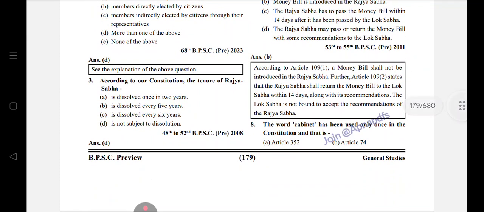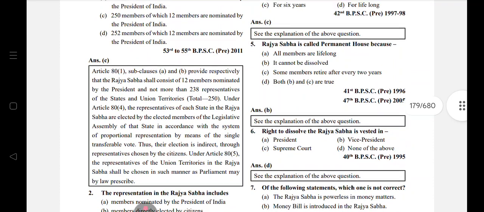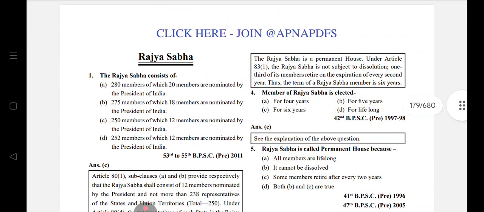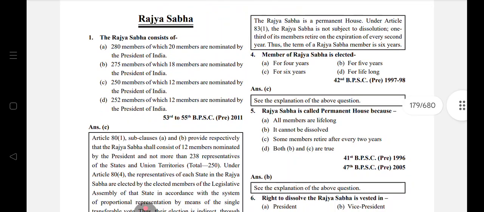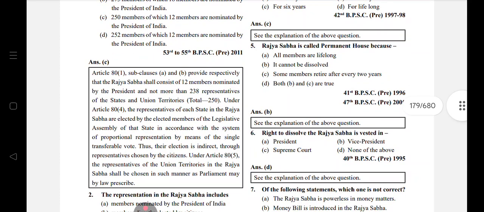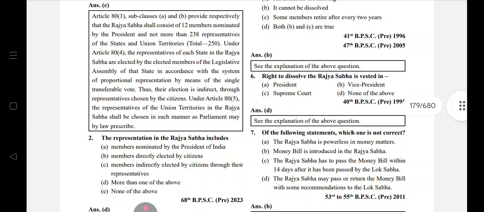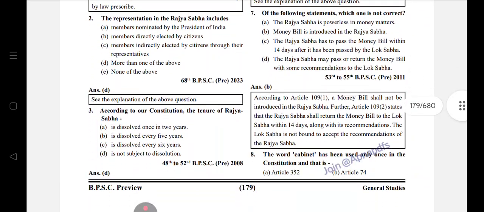According to the tenure of Rajya Sabha, it is not subject to dissolution. A member of Rajya Sabha is elected for 6 years. Rajya Sabha is called a permanent house because it cannot be dissolved. The right to dissolve the Rajya Sabha is vested in none. Which of the following statements is not correct? A money bill is introduced only in Lok Sabha.